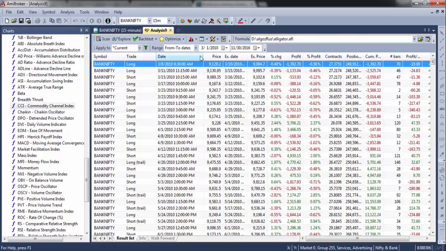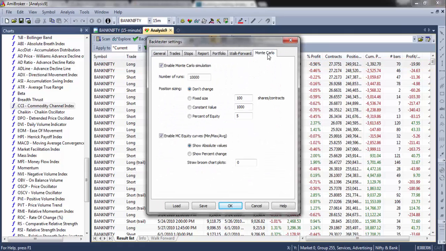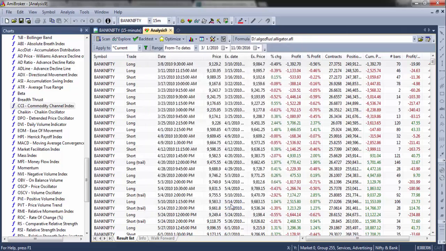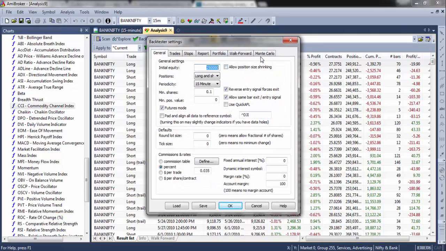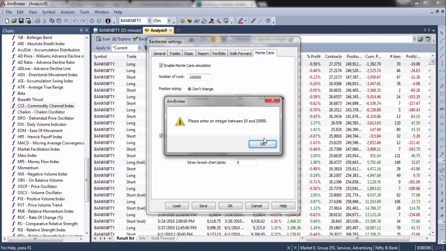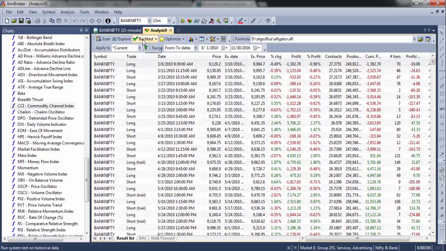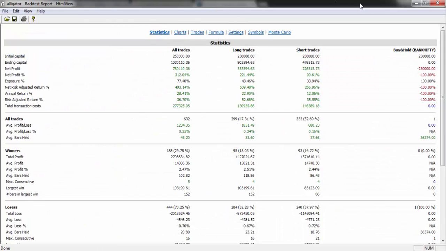The number of iterations that can be run on this can be changed from Settings, Monte Carlo, number of runs, so that's 10,000. You cannot have more than 10,000 runs from this settings tab. But if you want to run more than that, you can enter a formula into the AFL for running more iterations. And let's just backtest it. Let's click on Monte Carlo.